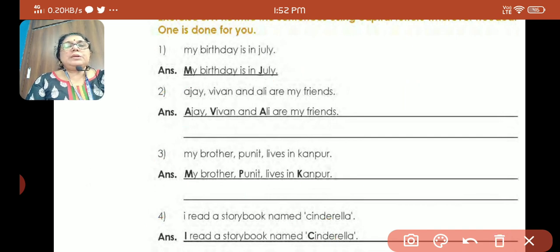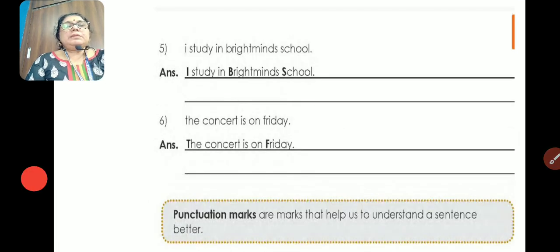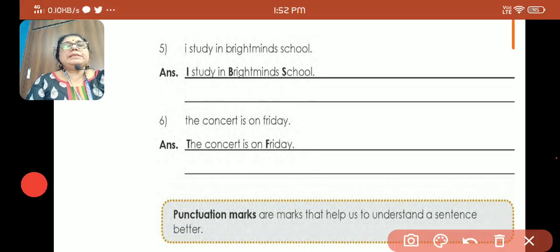Now let's go to the next sentence. That's the fifth sentence. I study in Bright Mind School. I, again here I, should be written in capital. See? Study in Bright Mind School. Bright Mind School is the name of the school, right? What's your school's name? Your school's name is Royal International. How do we write that? We write R capital, International I capital, and S also is written in capital, right? The same way, this is also a name of a school.